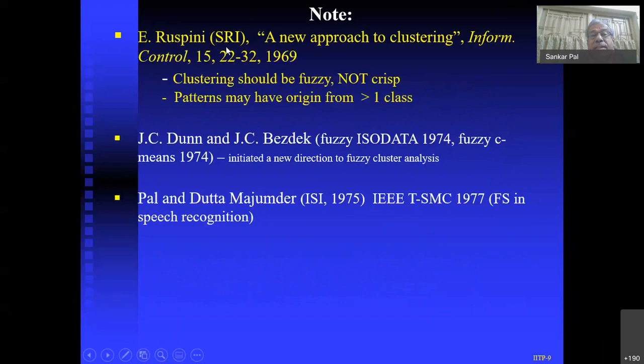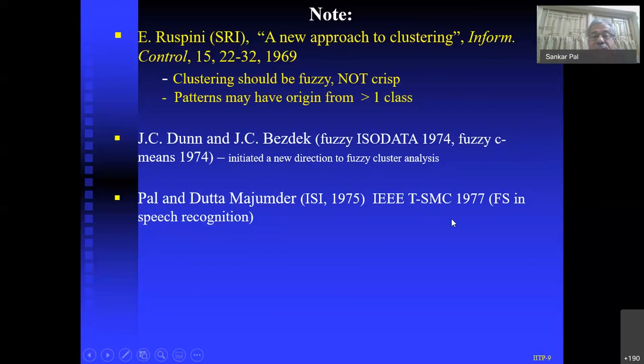So the first paper was by Ruspini from Stanford Research Institute, published in Information and Control in 1969: clustering should be fuzzy, not gray. That means any pattern can have origin from more than one class. But then Bezdek and Dunn initiated a new direction of fuzzy clustering, fuzzy ISODATA, and our paper appeared in 1977.